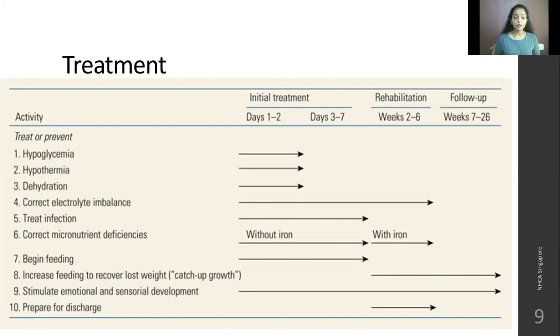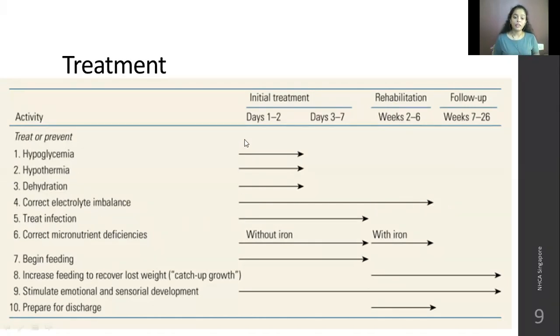So hypoglycemia, hypothermia, dehydration. These are the critical care things which have to be taken care of within the first 2 days of admission. Then slowly you can correct the electrolyte imbalance. It may take weeks, 2 to 4 weeks it may take.